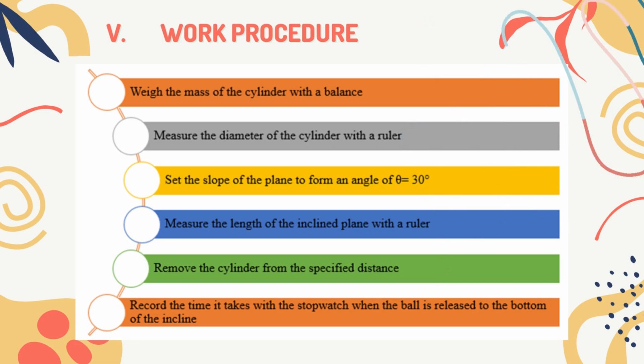Second, measure the diameter of the cylinder with a ruler. We get the diameter of the cylinder is 8.5 times 10 to the power of -2 meters. Third, set the slope of the plane to form an angle theta equal to 30 degrees. Fourth, measure the length of the inclined plane with a ruler. Fifth, release the cylinder from a specific distance. Sixth, record the time it takes with the stopwatch when the cylinder is released until it reaches the bottom of the inclined plane.